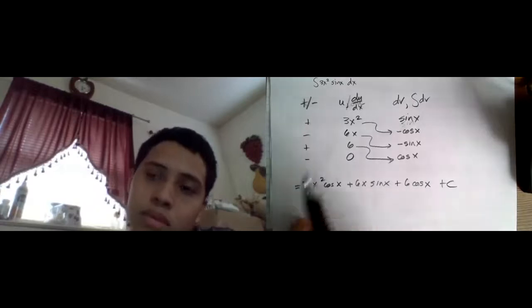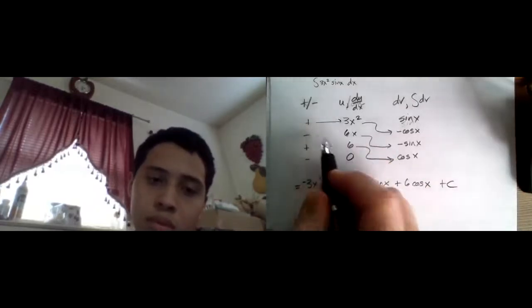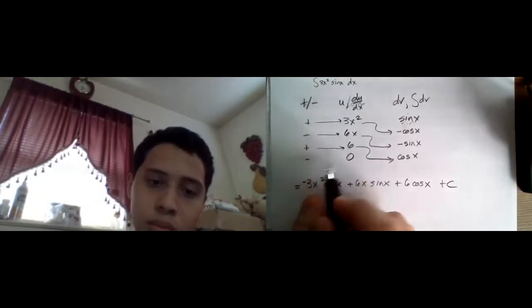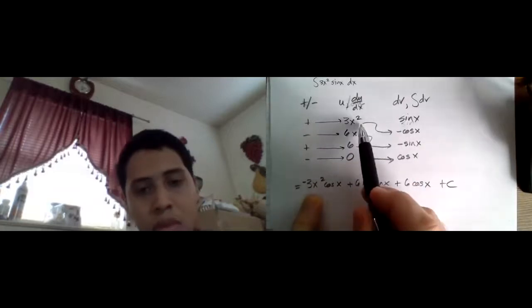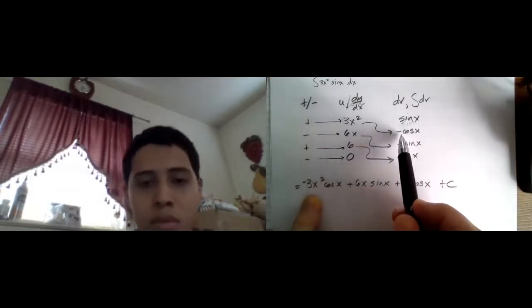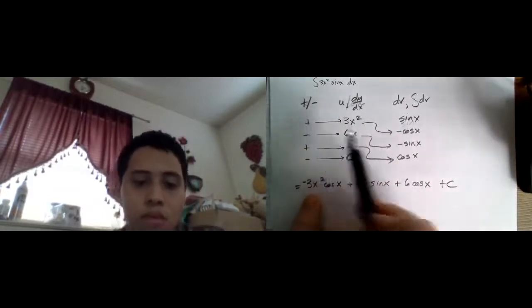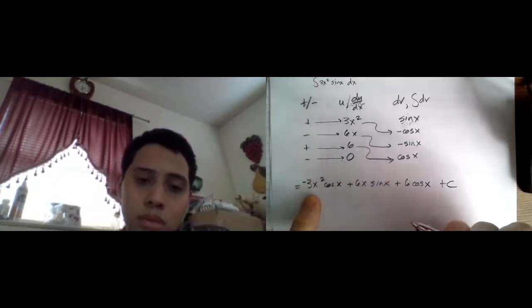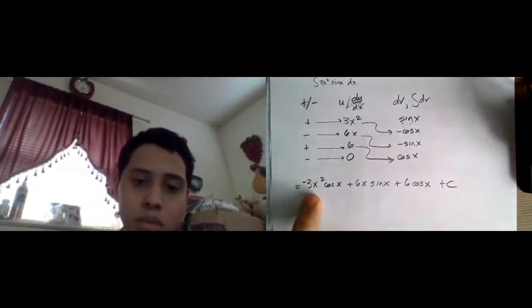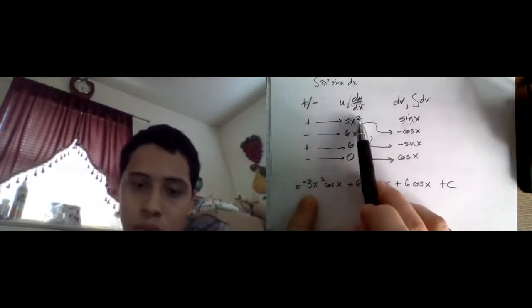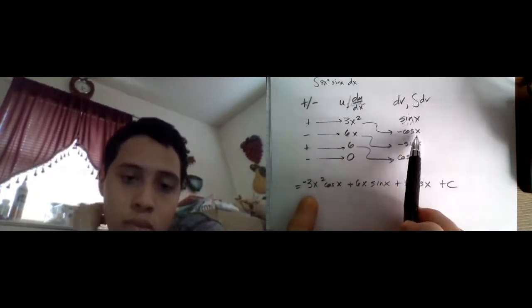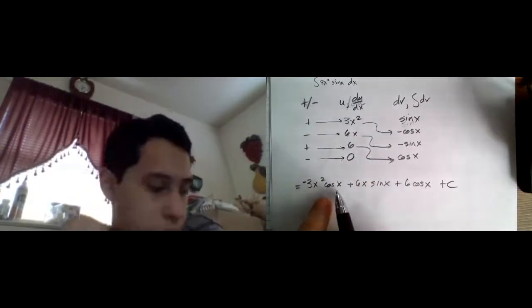So what we do now is we just put this thing together. Our answer is, we read across each row, except when we move from the u column to the v column, we have to drop down a level. So the first term is going to be, oh, it's positive, 3x squared times negative cosine x. So negative 3x squared cosine x.